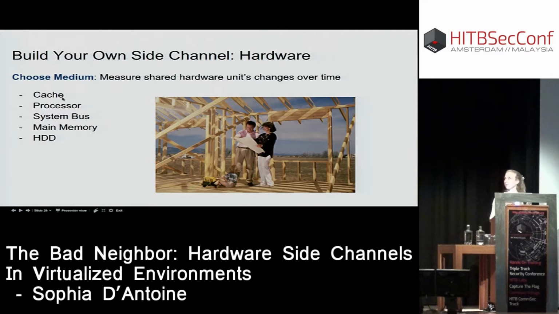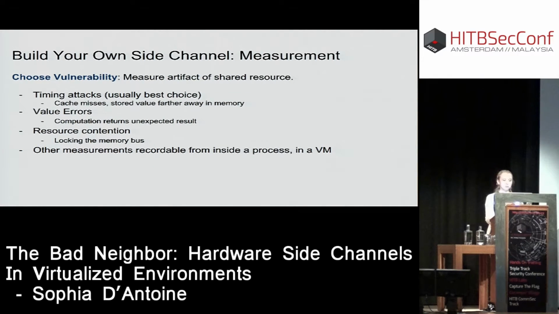You can choose different shared pieces of hardware in this case: the cache, for instance, there was a great talk earlier about that, or the processors, or the system buses. Then you have to choose a method that you're going to use to make a measurement across this shared piece of hardware. So are you going to use a timing attack across this shared hardware to measure cache misses and use that to send bits of information?